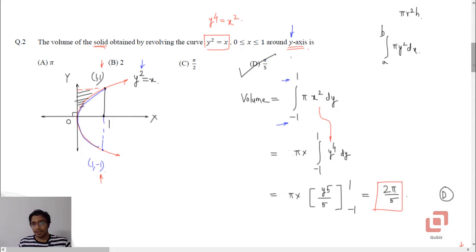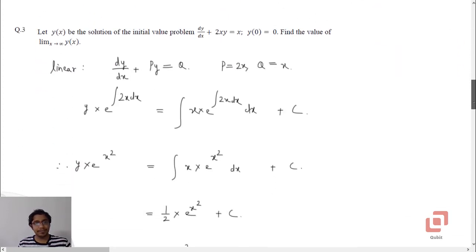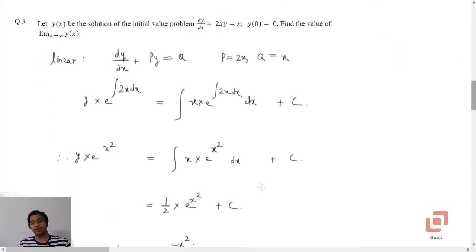Next is question 3, based on ordinary differential equations of first order. Let y of x be the solution of the initial value problem dy by dx plus 2xy equals x, and when x is 0, y is 0. Find the value of the limit of this solution as x tends to infinity.